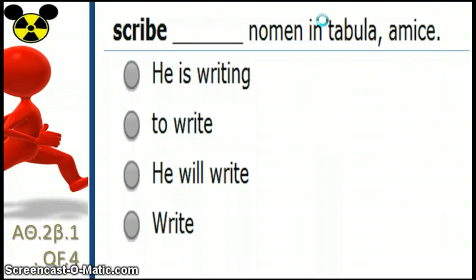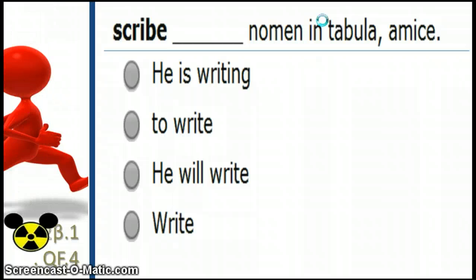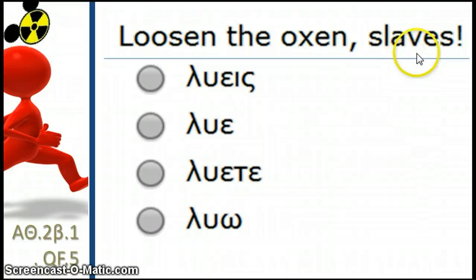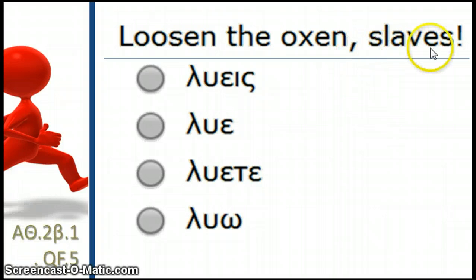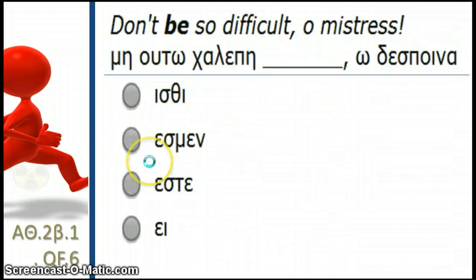Look at the end vowel. It's an imperative. The answer is right. Look at that comma. Look at that exclamation point. Look at that command. It's second person plural, luete. B, imperative. A, no, it's not. That's indicative. That's the sexy distractor. It's isthi.